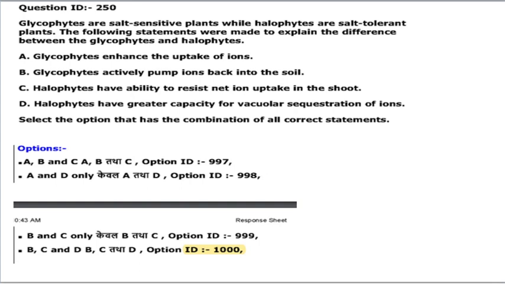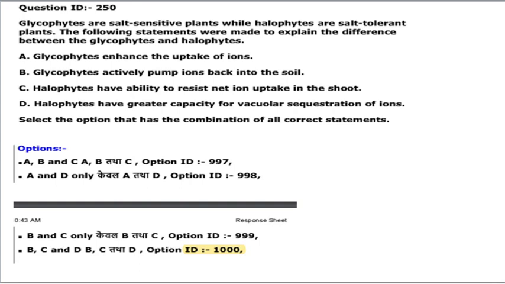Next, halophytes have the ability to resist net ion uptake in the shoot. From the root, salt and many substances will be transferred to the shoot. What does halophyte mean? Halophyte means a salt tolerant plant. This plant has the ability to prevent the uptake of ions to the shoot from the root. Okay, so option C is correct.